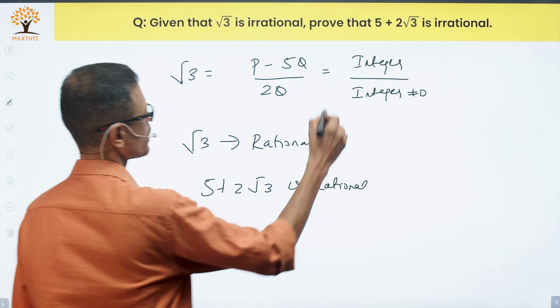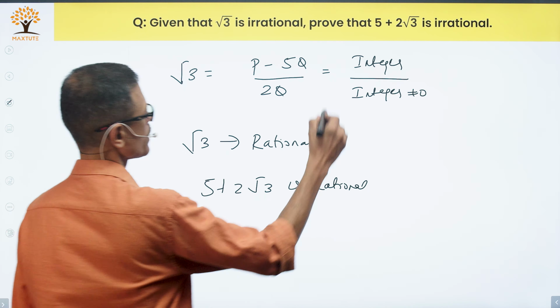So I can write this, root 3 is equal to, go back to this, p by 2q. So half of p by q minus, essentially we have 5 by 2, since 5q by 2q will essentially make it minus 5 by 2. We know p by q is a rational number, which means half of a rational number is a rational number, minus 5 by 2 which is a rational number. Rational number minus rational number is a rational number.